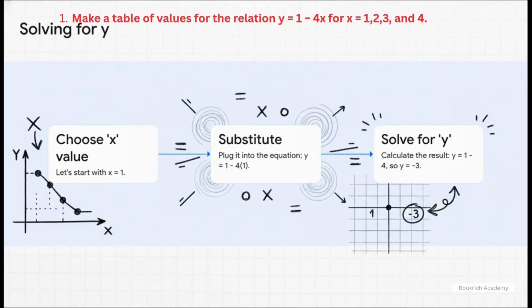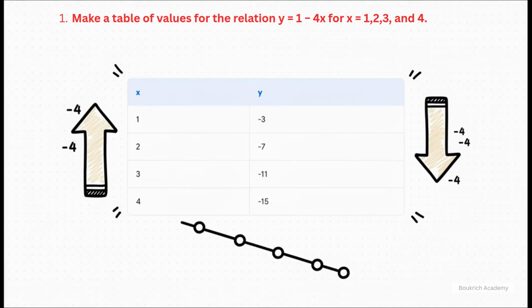We take our first value, x equals 1, and we just plug it right into our code. So, y equals 1 minus 4 times 1. Well, that simplifies to 1 minus 4, which gives us -3. The first point on our map is (1, -3). Easy. And look at that. This perfectly illustrates the pattern.